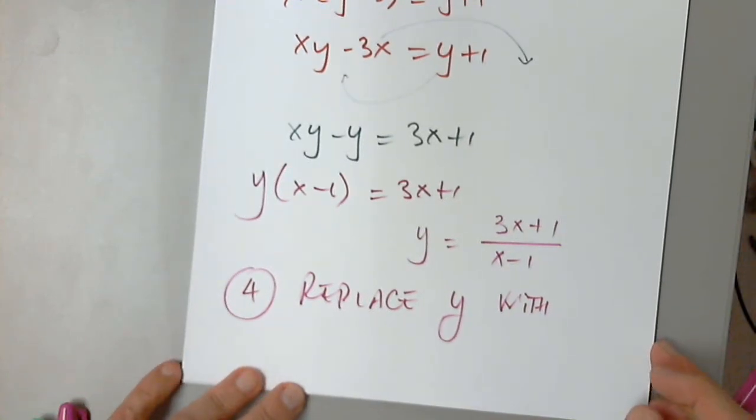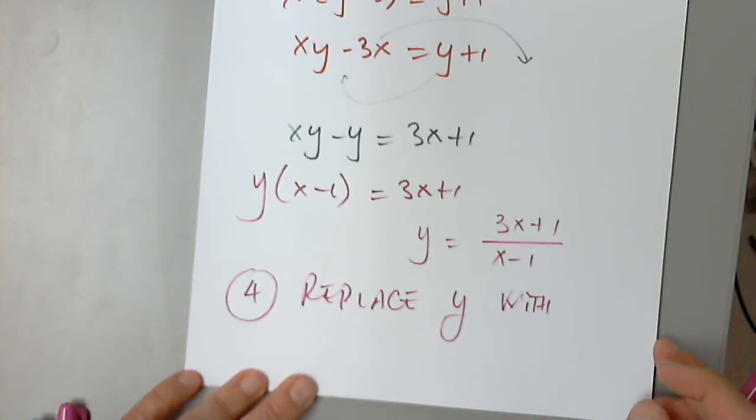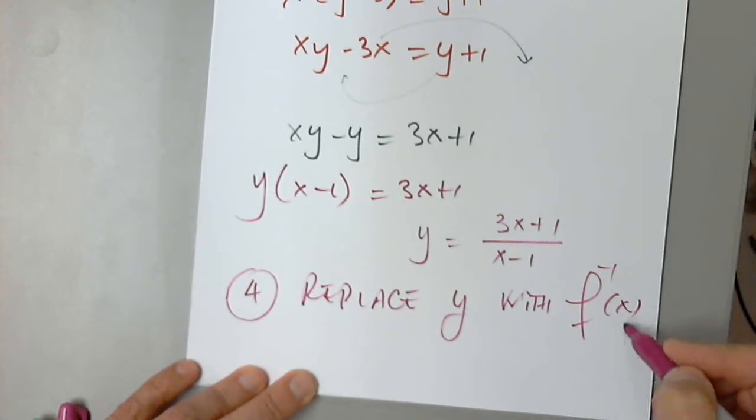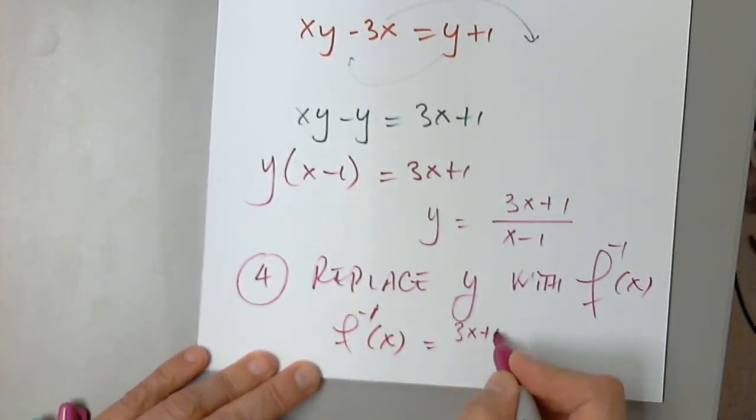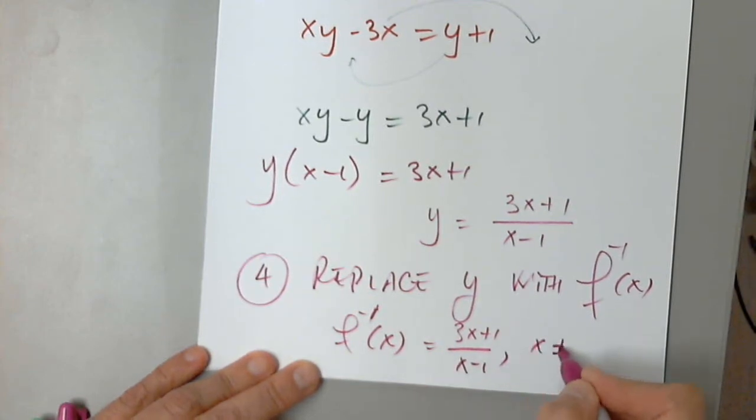What are we looking for? No, we're not looking for f of x. f of x was given. We are looking for the inverse. Indeed. So f inverse equals 3x plus 1 over x minus 1. Of course, x not equal 1.